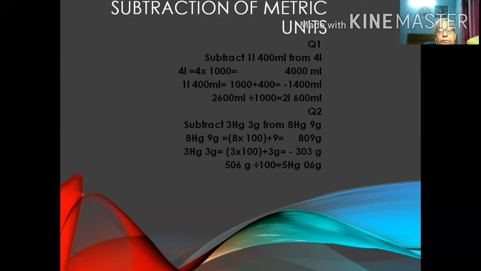And 3 hectogram and 3 gram is equal to 3 into 100 plus 3 gram, which is 303 gram. So from 809 take 303 gram, we get 506 gram. But we have to change that into hectogram and gram by dividing by 100. So it is 5 hectogram and 6 gram.